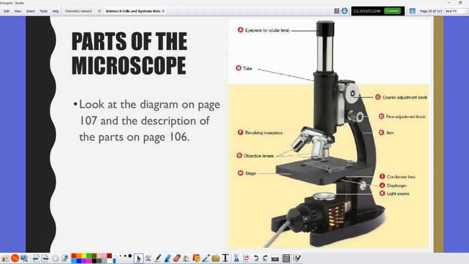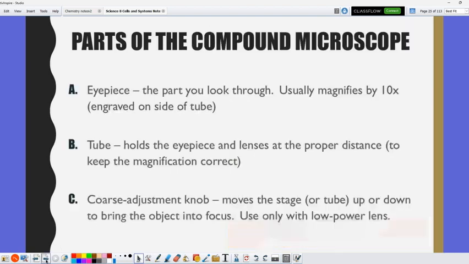There is a condenser lens in here that we never really adjust. There is a diaphragm knob that you can change the amount of light going through. And then that is your light source. You are responsible for knowing the parts of the microscope.